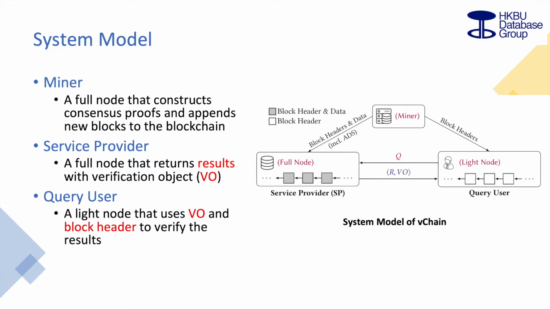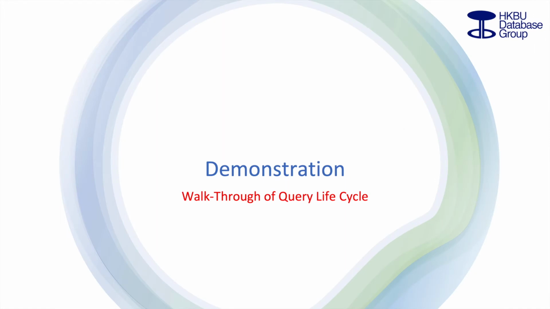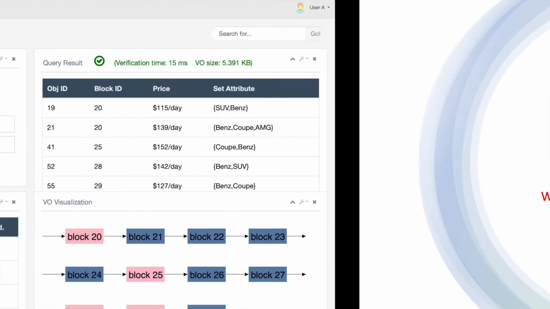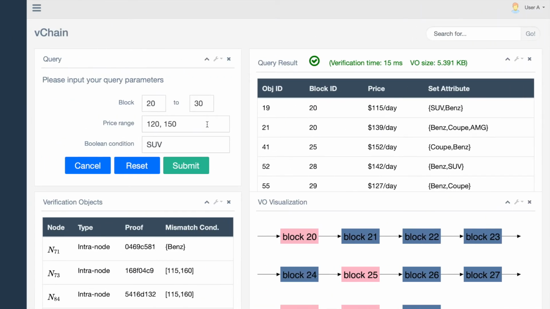query results. Next, I will demonstrate the verifiable query operations in vChain system and show how user can detect falsified results when the service provider is compromised. First, let's have a look at the query lifecycle. Here is the user interface.